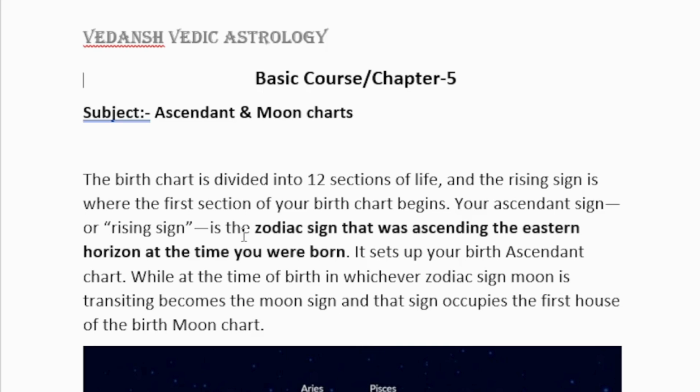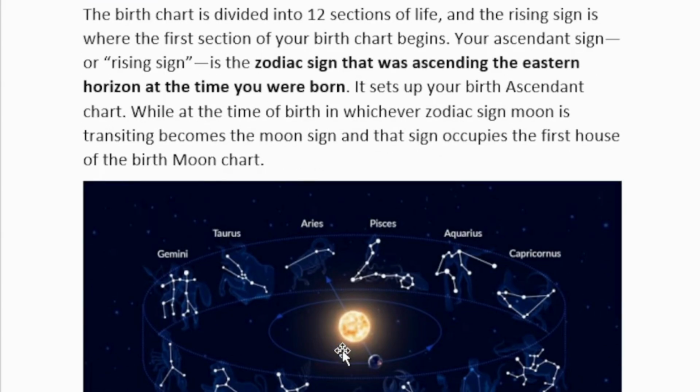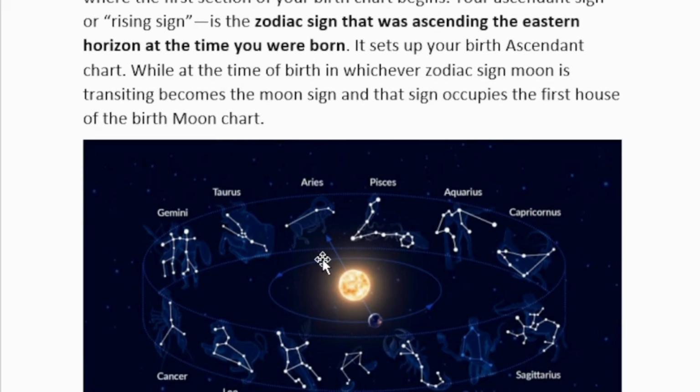First we'll start with the Lagna Kundli, or ascendant chart. During the birth of the child, the zodiac sign that arises at the eastern horizon of the earth becomes the ascendant sign. To understand it in a better way, just look at this picture.